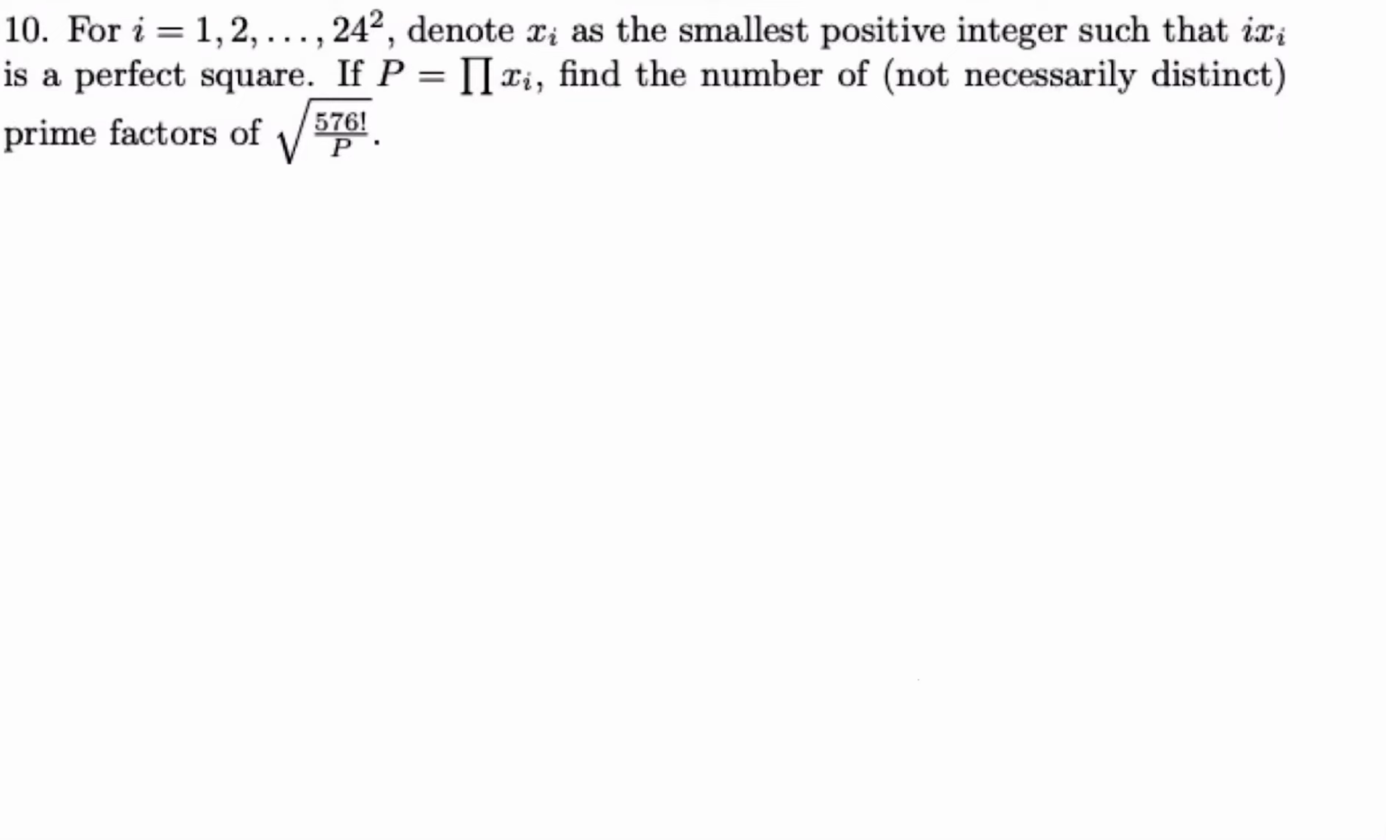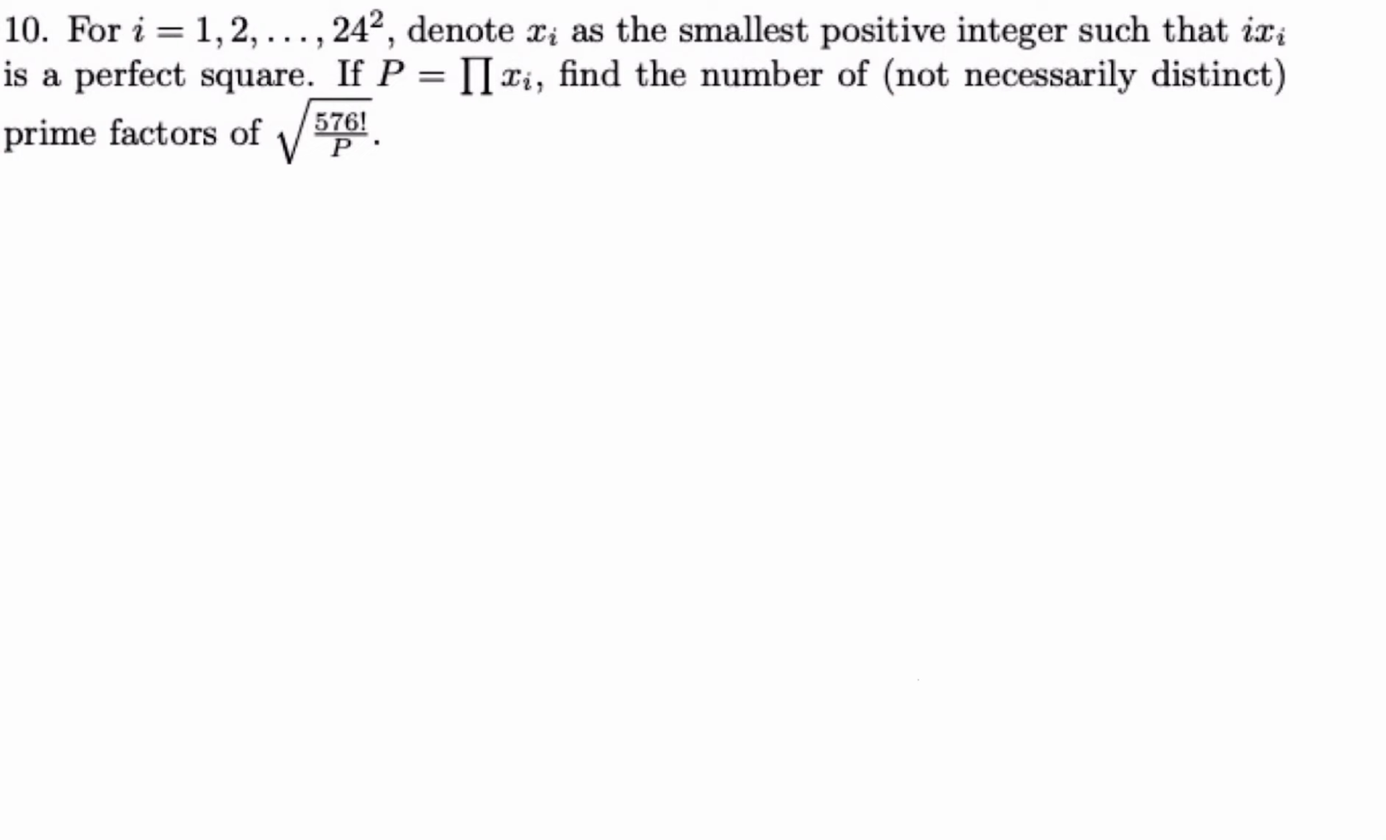Let's solve problem 10 on the 2024 Math in the Matrix competition power round. For i equal to 1, 2, up to 24 squared, denote x_i as the smallest positive integer such that i times x_i is a perfect square. If P is the product of all x_i, find the number of not necessarily distinct prime factors of the square root of 576 factorial over P.